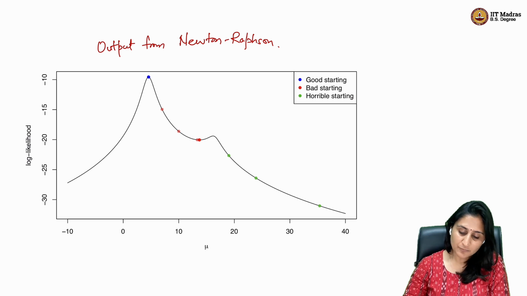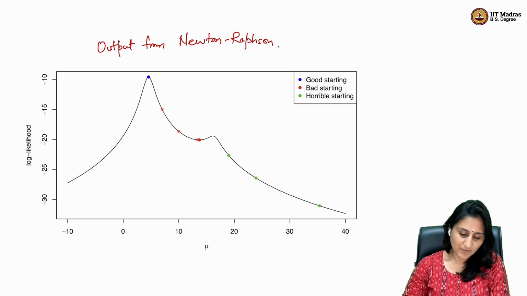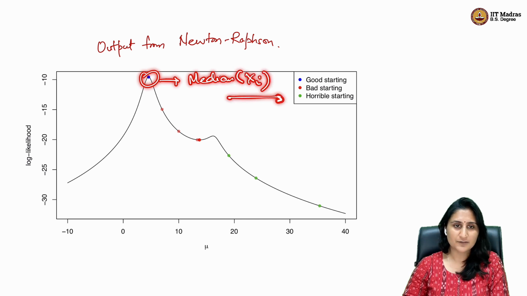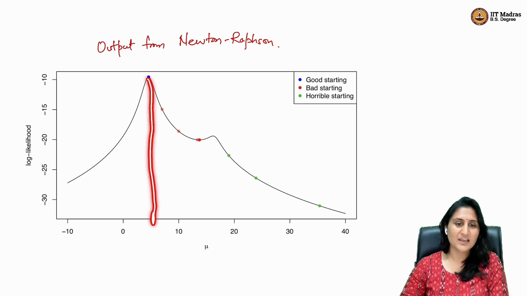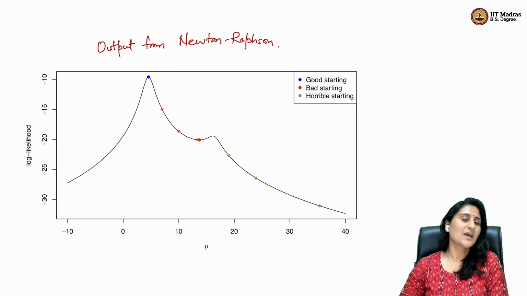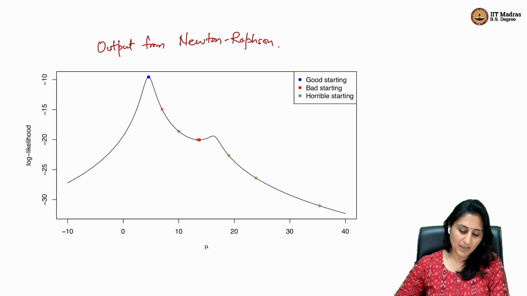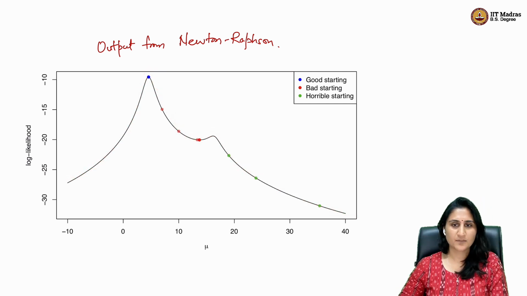What I do is start from three different starting values: a good value, a bad value, and a horrible value. The good value over here is the sample median, as discussed. When I start from the sample median, it turns out the sample median is fairly close to where the maxima actually occurs, and so I get convergence to the global maximum. I should say that I'm plotting the log likelihood over here.